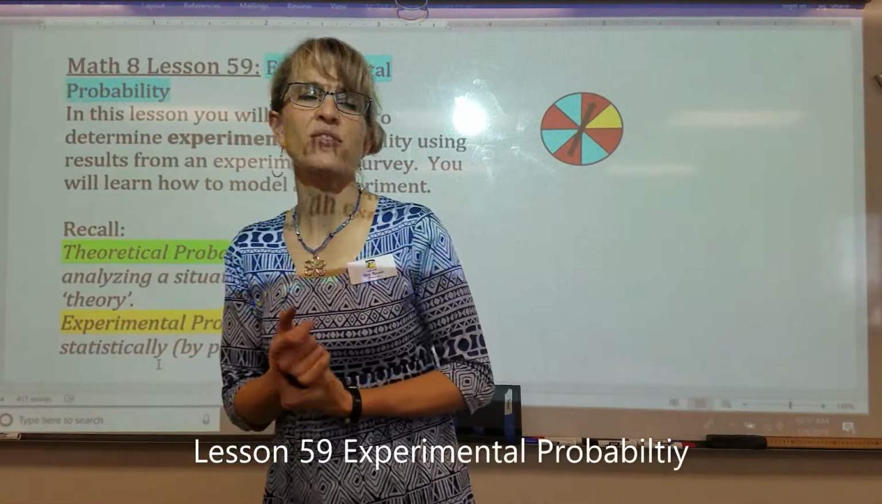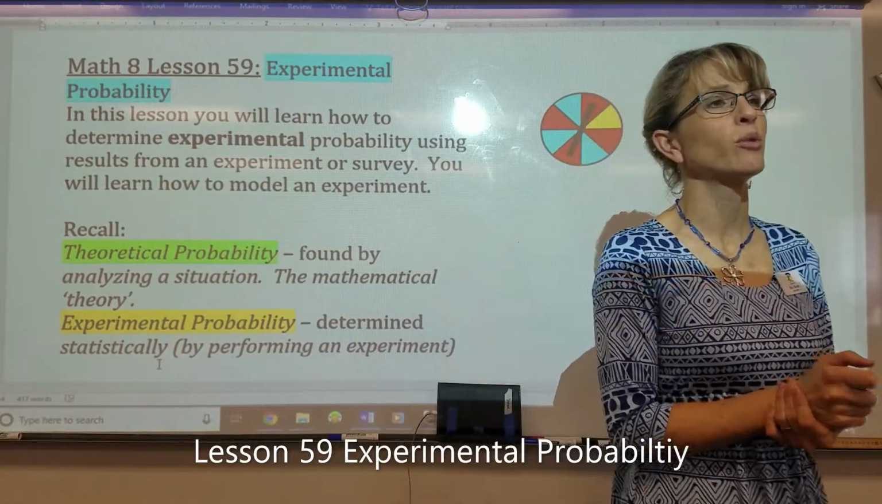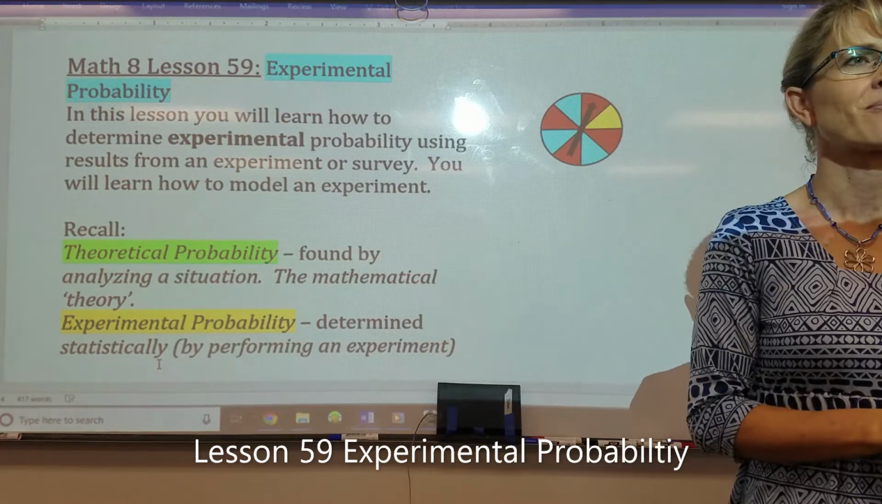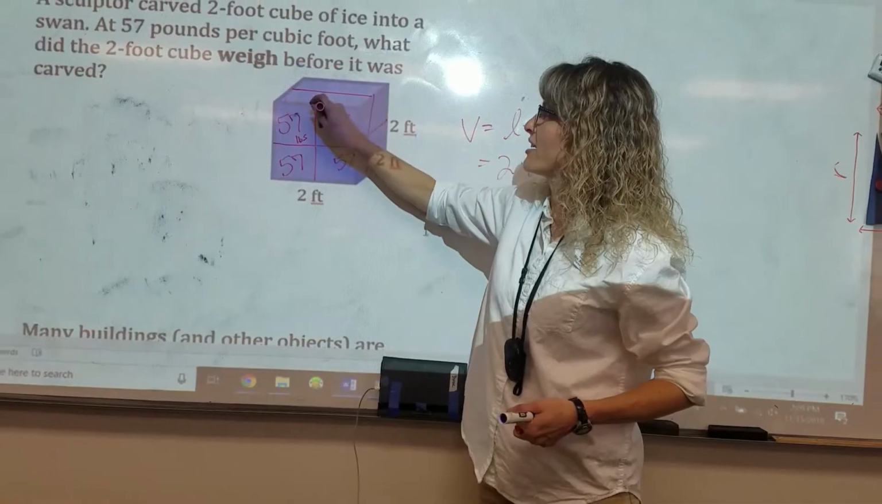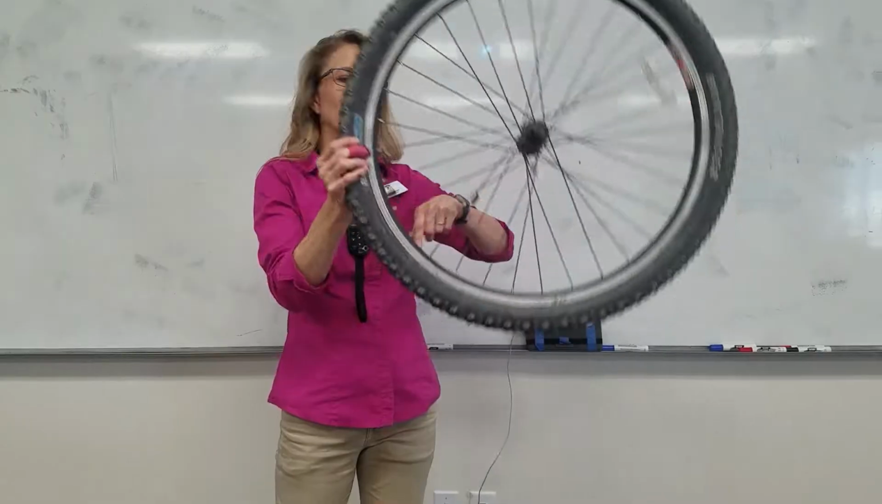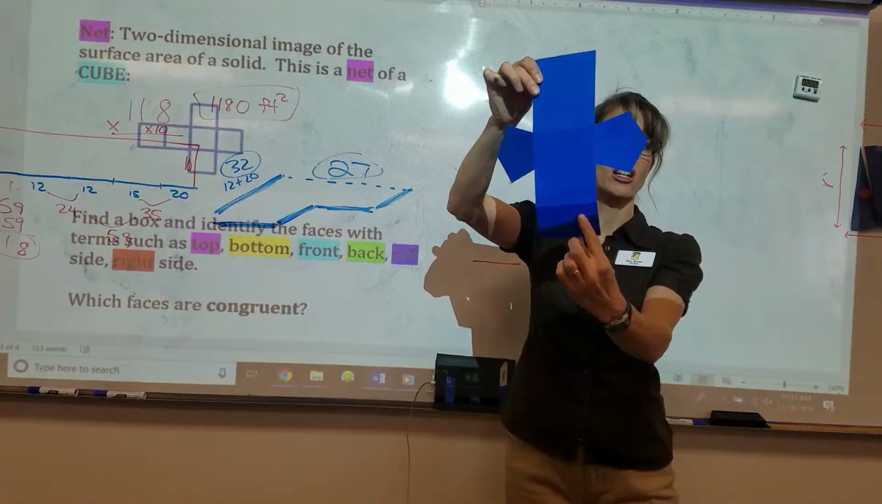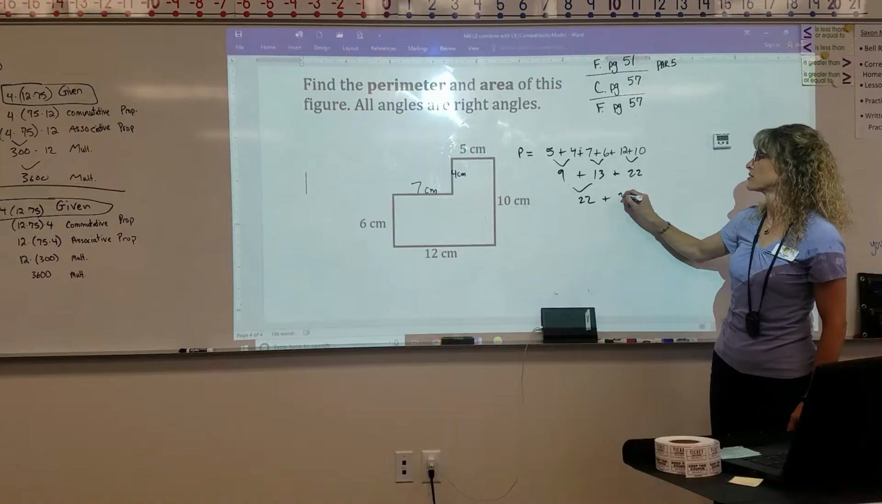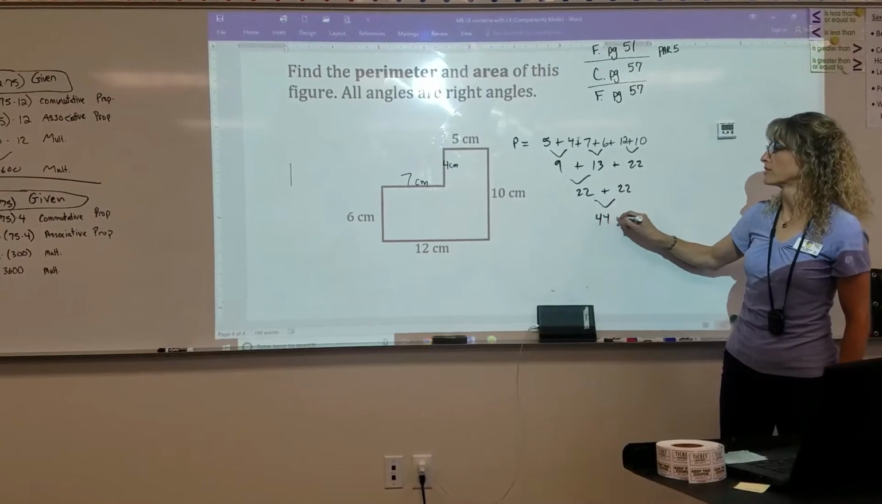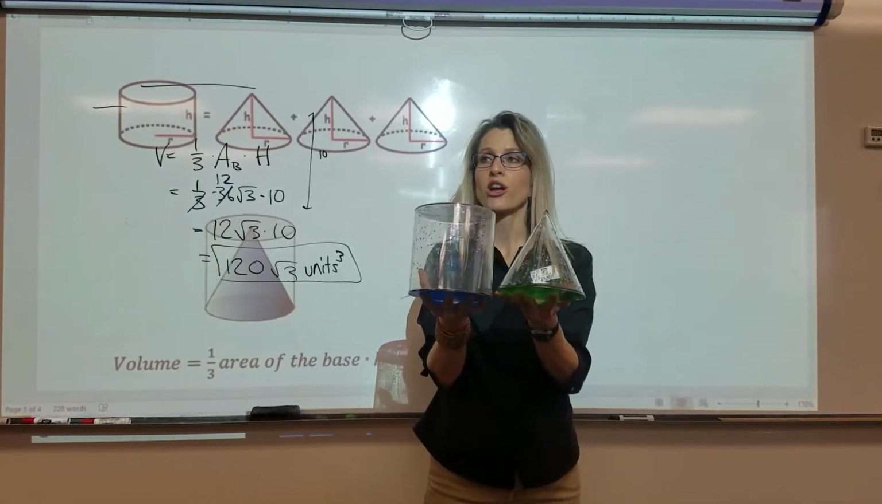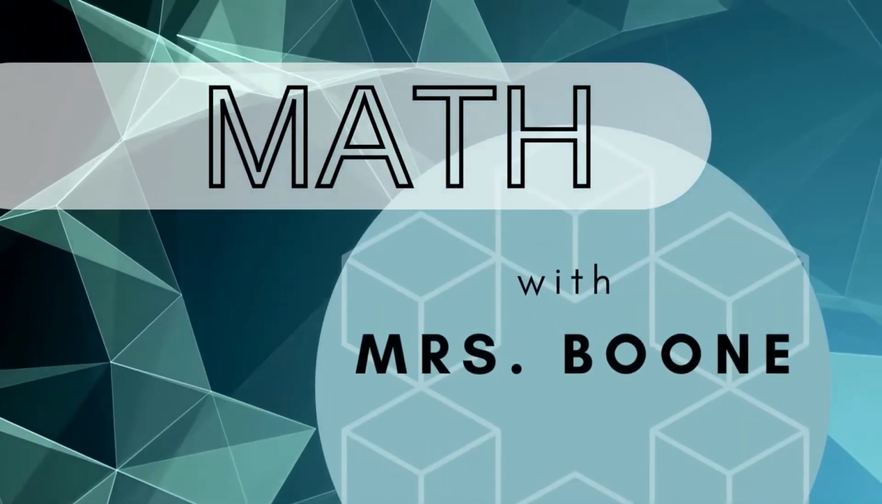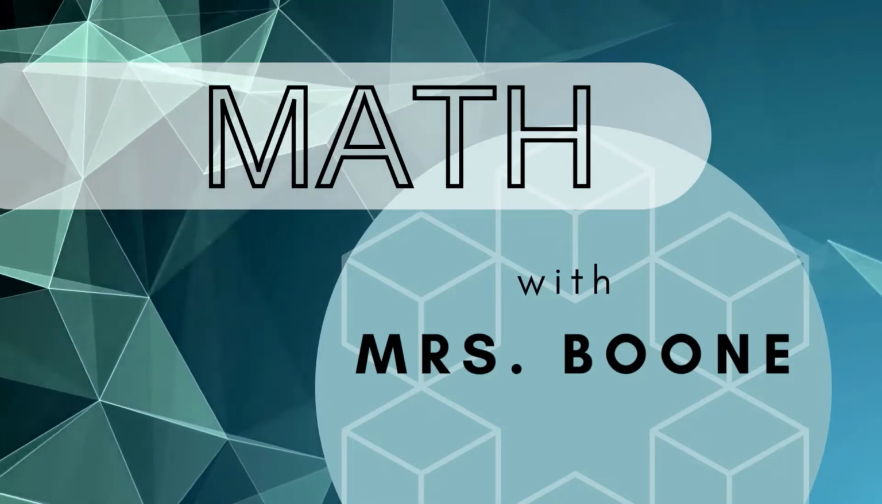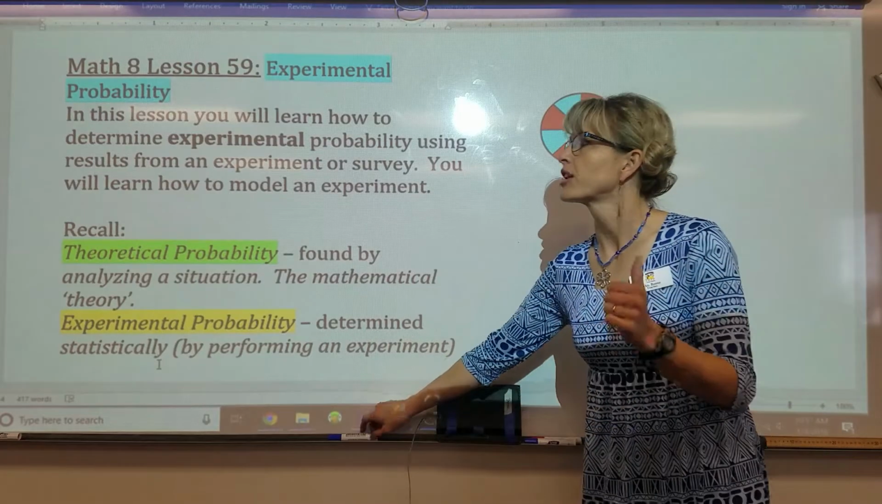Okay, today's lesson is 59, Experimental Probability. What's our objective, class? Get ready? Experimental probability. Good. Thank you for a good choral response.